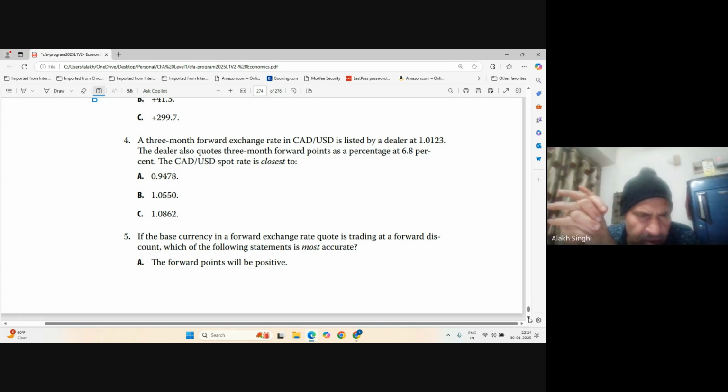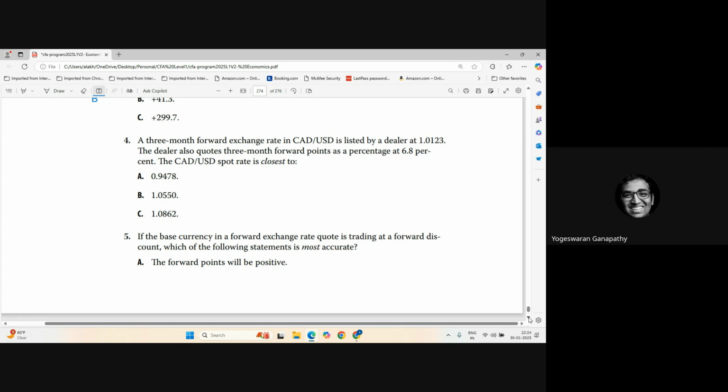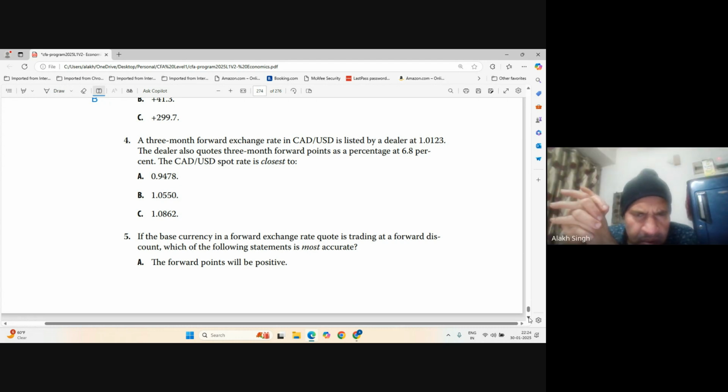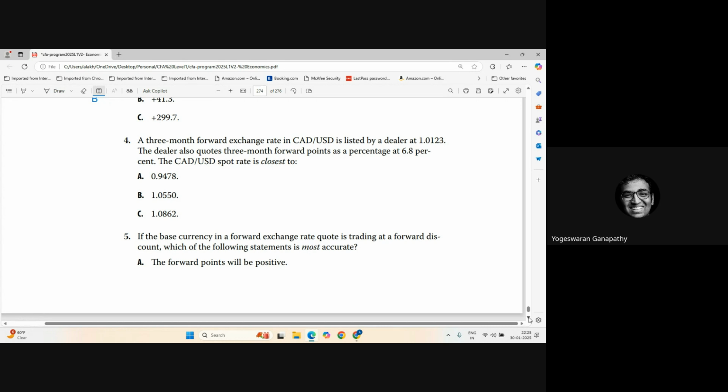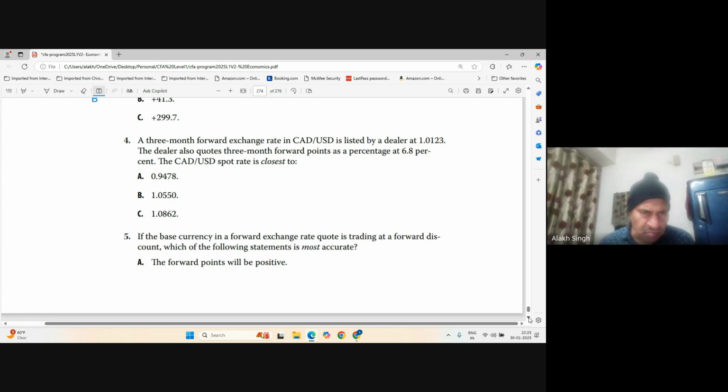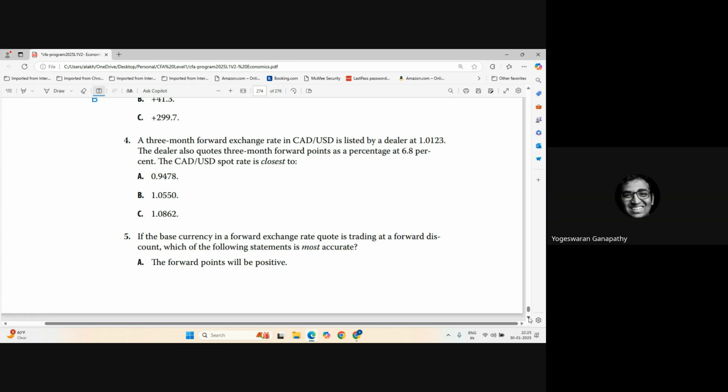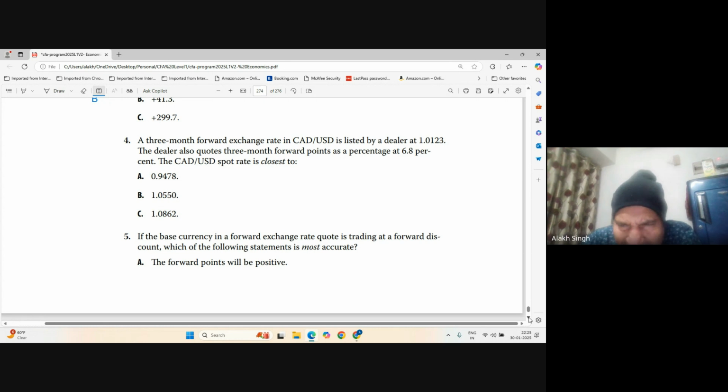1.0, 0.01. But what is it? So it's coming out to be 1.01162. Yeah, 1.01162, but it's not the option. Option: 3-month forward, 6 months. Okay. It is percent.